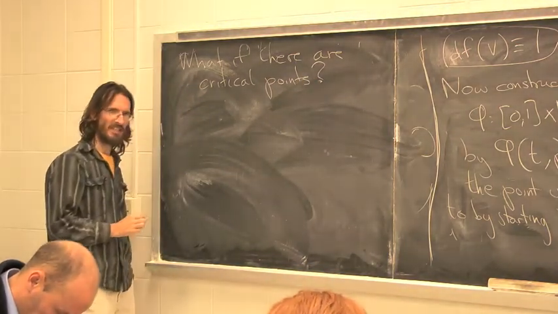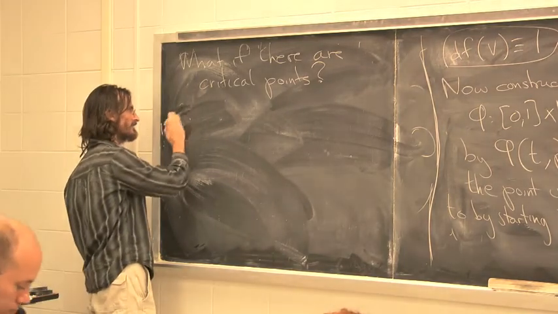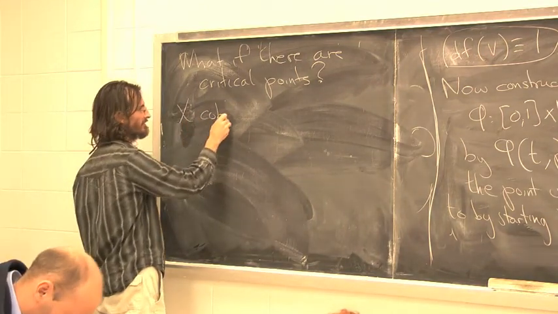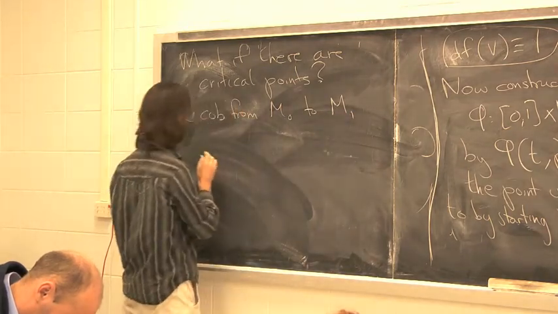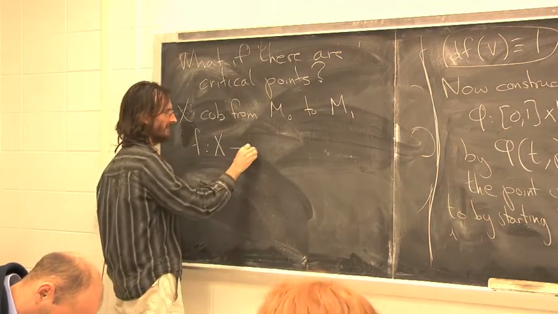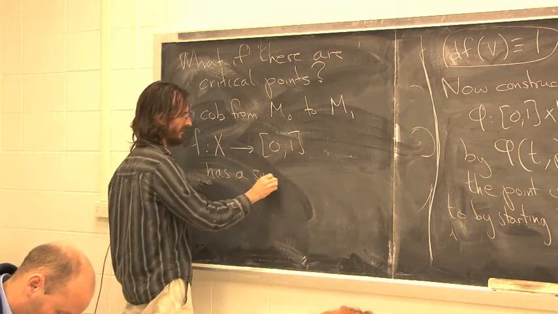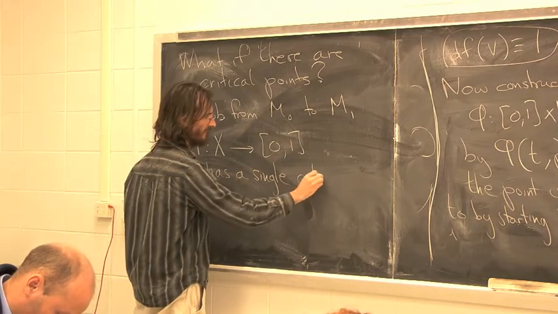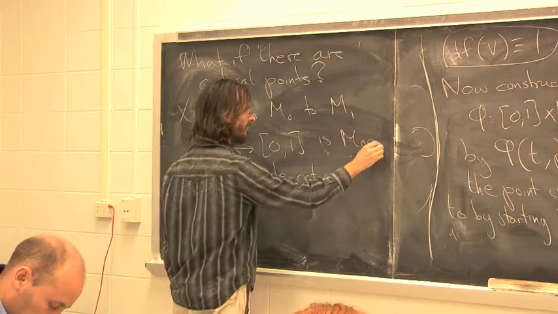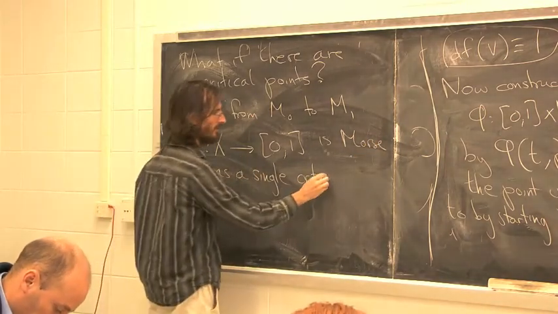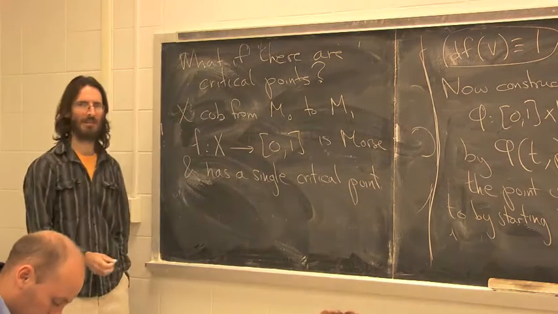So let's do the simplest case where there's one critical point, right? We said no critical points, let's do one. So suppose I have f, again X is a cobordism, and f maps X to [0,1], it's a Morse function, and has a single critical point. What can we say about the topology? We want to know what can we say about the topology of X.